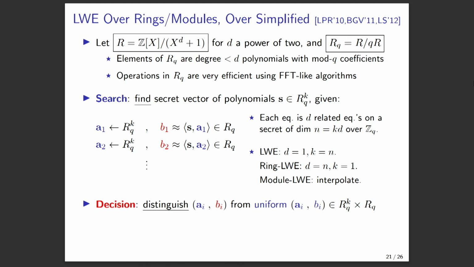And it's the usual thing. The decision problem is to tell these apart from truly uniform, really random independent samples, as before.